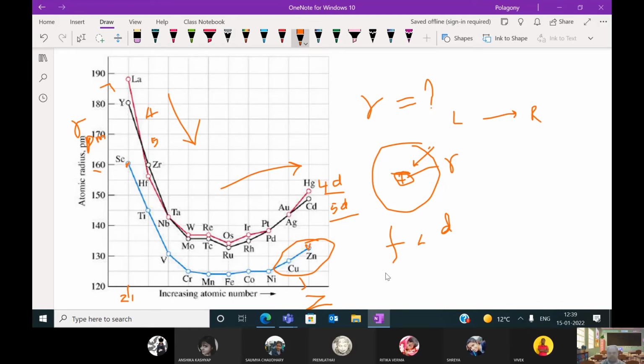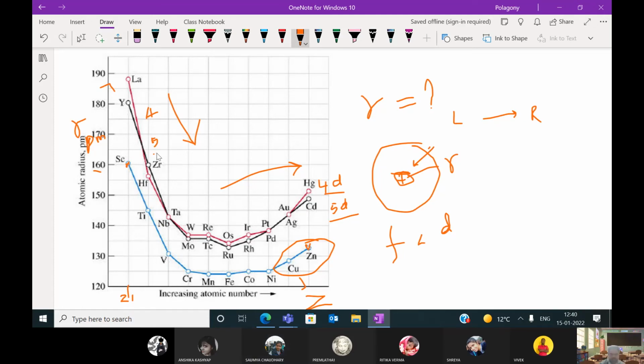The f orbital has a lesser shielding effect than the d orbital because the structure of the f orbital is dispersed, diffused in shape. Because of that reason, the poor shielding effect of the f orbital causes more lanthanoid contraction. Clear everyone? Yes, sir.